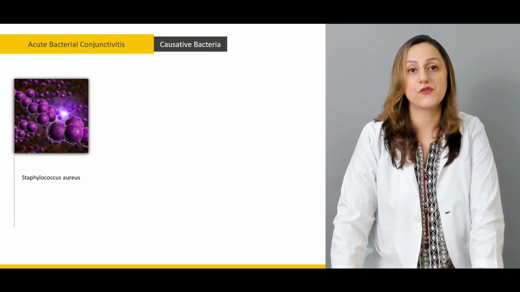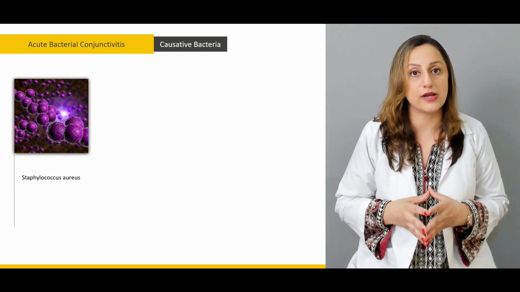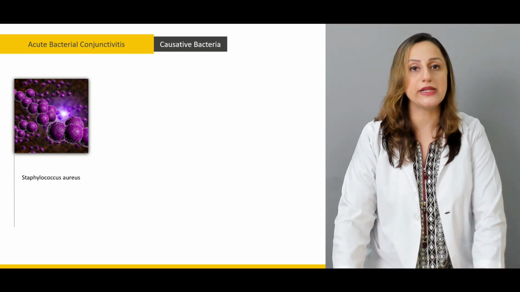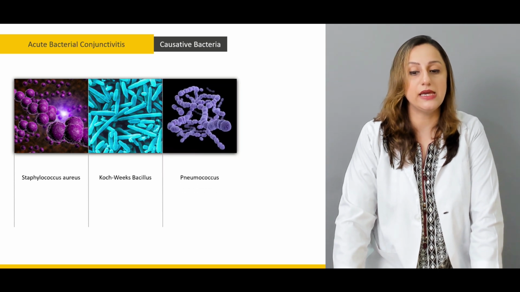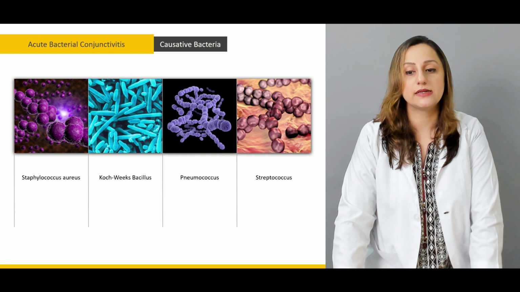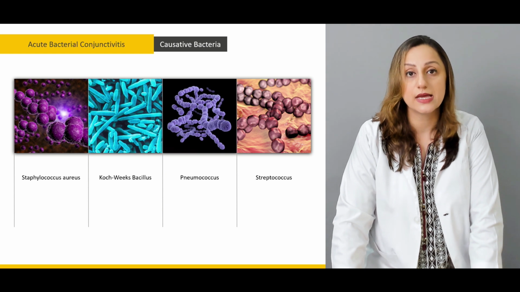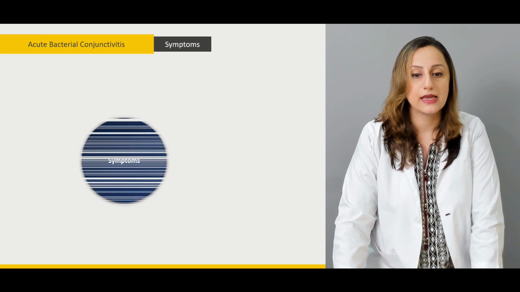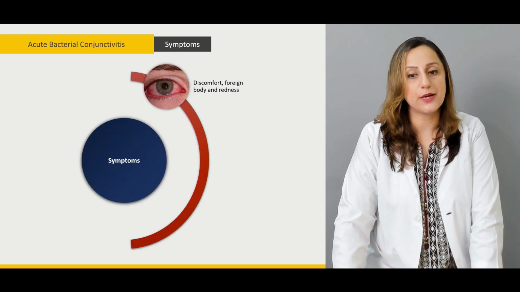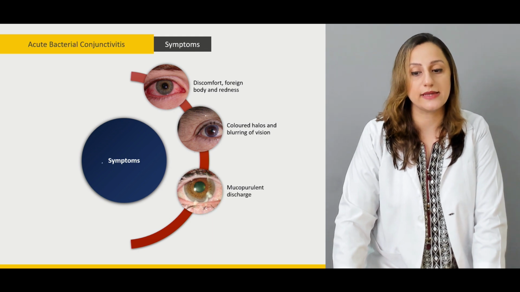Staphylococcus aureus is one of the leading causes over here because it is the most prevalent organism present on our skin. Then we have the Koch-Weeks bacillus, and we can have Streptococcus pneumoniae, and the normal Streptococcus epidermidis or Streptococcus pyogenes is sometimes responsible for this kind of conjunctivitis. The symptoms would include discomfort, a foreign body sensation, and redness in the eyes. There would be colored halos and blurring of vision also observed by the individual.